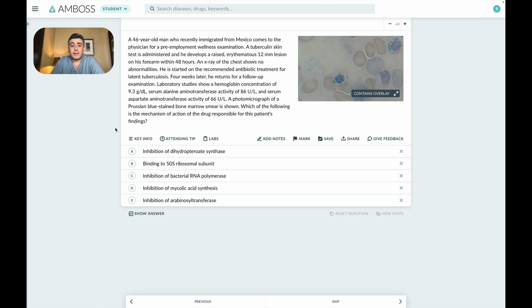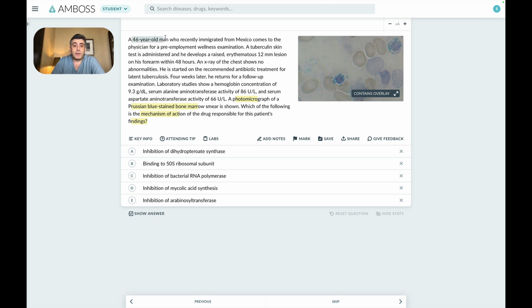So automatically read the last 2-3 lines. A photomicrograph of a Prussian blue stained bone marrow is shown. Which of the following is the MOA of the drug responsible for the patient's findings? Okay, so we don't know what's going on. We have to go to the top and read the scenario, like I always tell you to do, and go from there to see what the patient has.